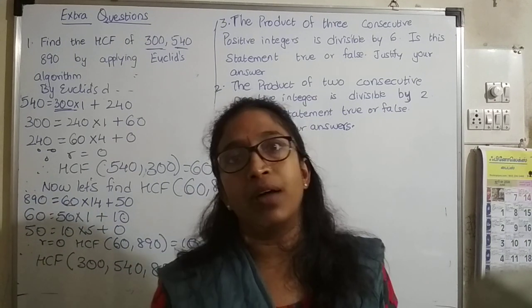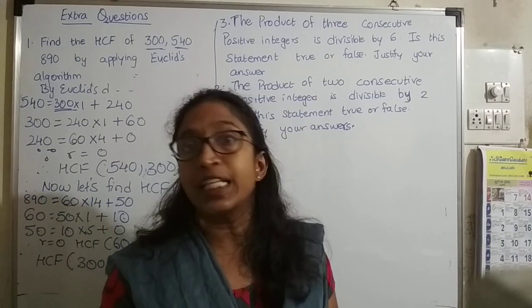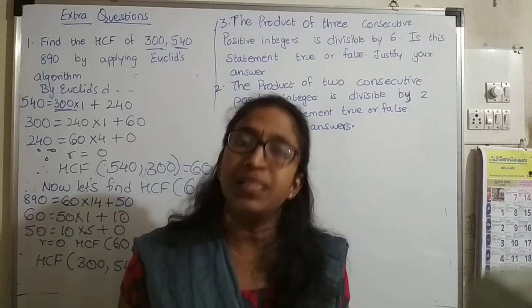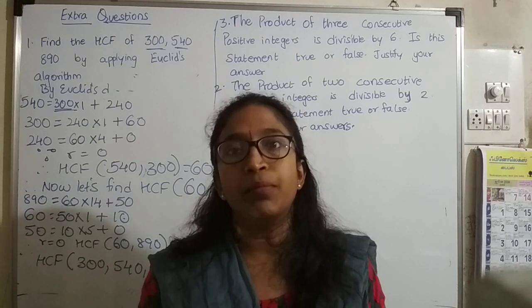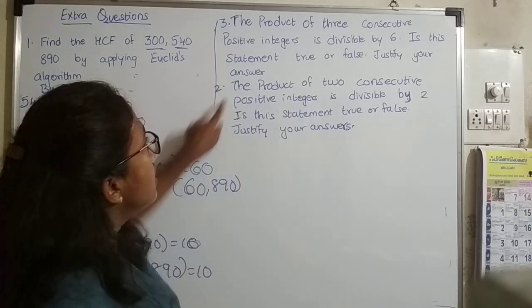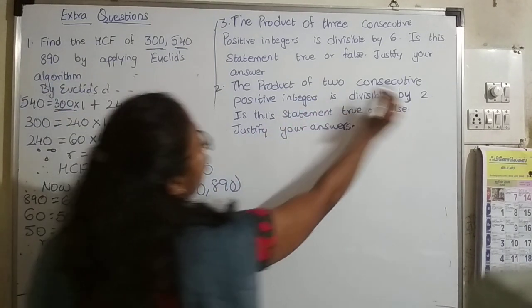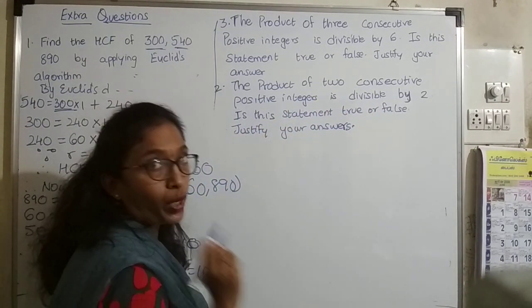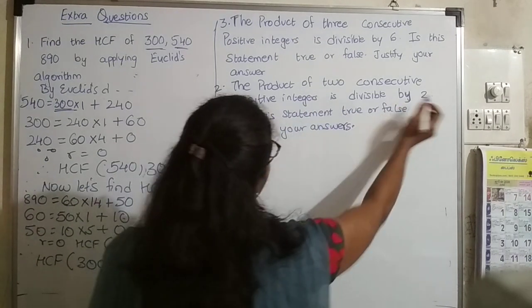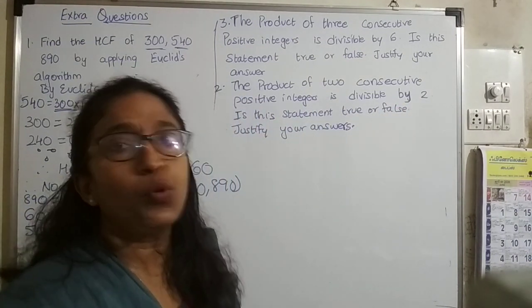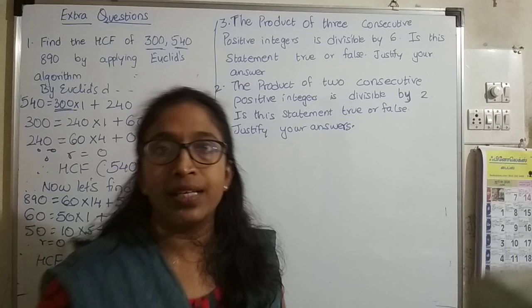In that, for 1 markers, the board does not expect more steps. Simple steps, and how to get the marks, that is the aim. Now just see here. See the second question. Product of two consecutive positive integers is divisible by 2. Is this statement true or false? And justify your answer.